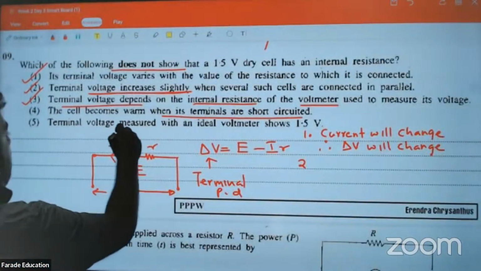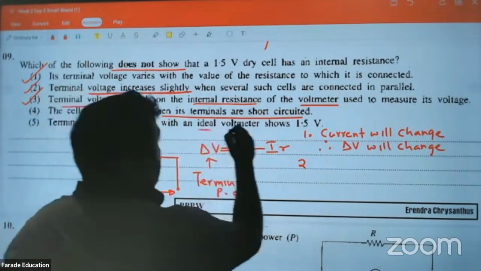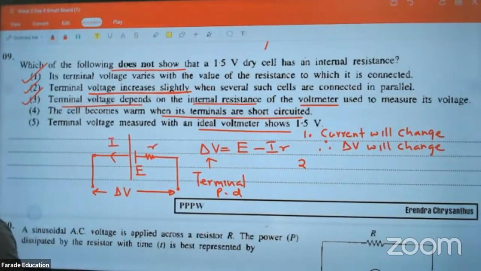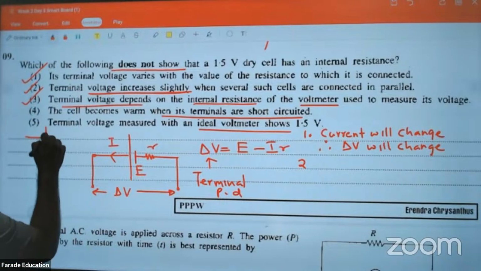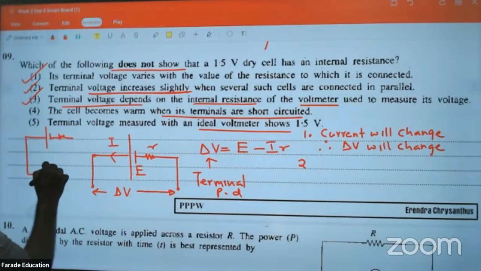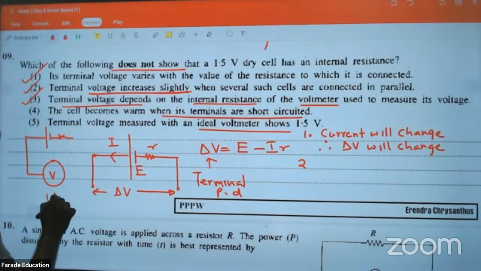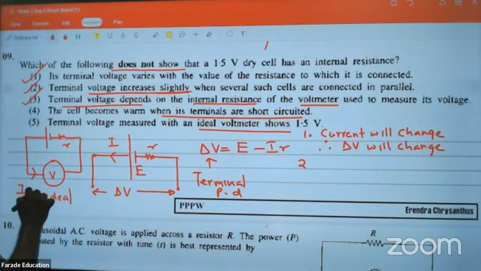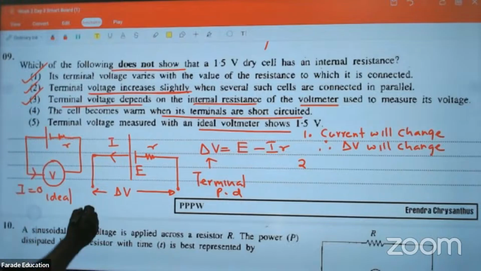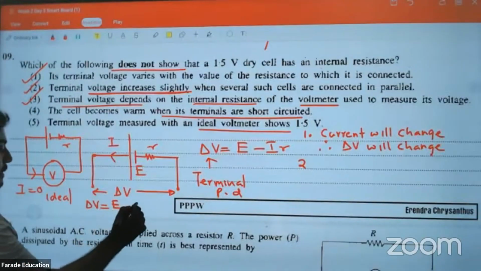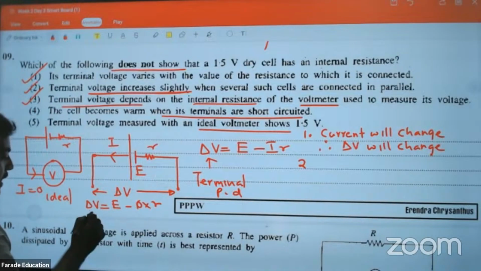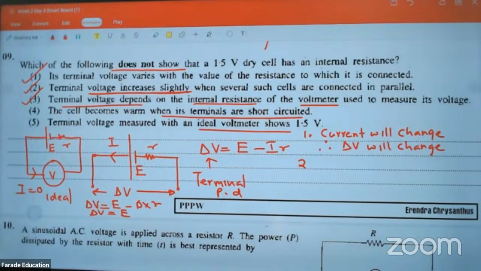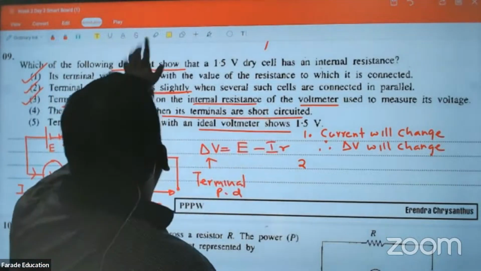Terminal voltage measured with the ideal voltmeter shows 1.5 volt. What do you mean by ideal voltmeter? Ideal voltmeter means resistance is infinite. You know this. Resistance is infinite means current is going to be what? Zero. Current is zero means delta V is equal to E minus I times R, with I equal to 0. Potential difference is equal to the battery EMF. The battery EMF is 1.5 volt.